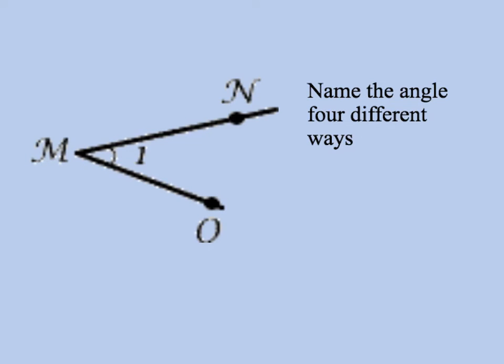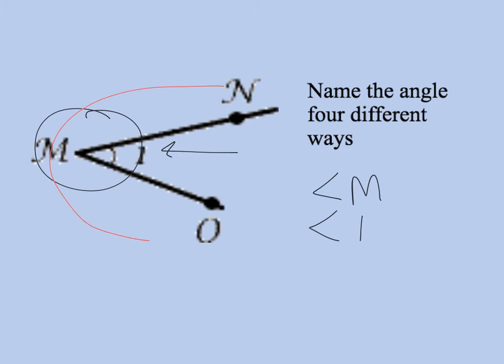Make sure you can name an angle 4 different ways. So you can name it by its vertex, which is angle M. You can name it by the little number in the middle, which is angle 1. And you can name it NMO, or go the other way, OMN. But what you can't do is label it NOM. Nope, because the vertex always has to be the middle letter. The vertex is M, that's why it's the middle letter.